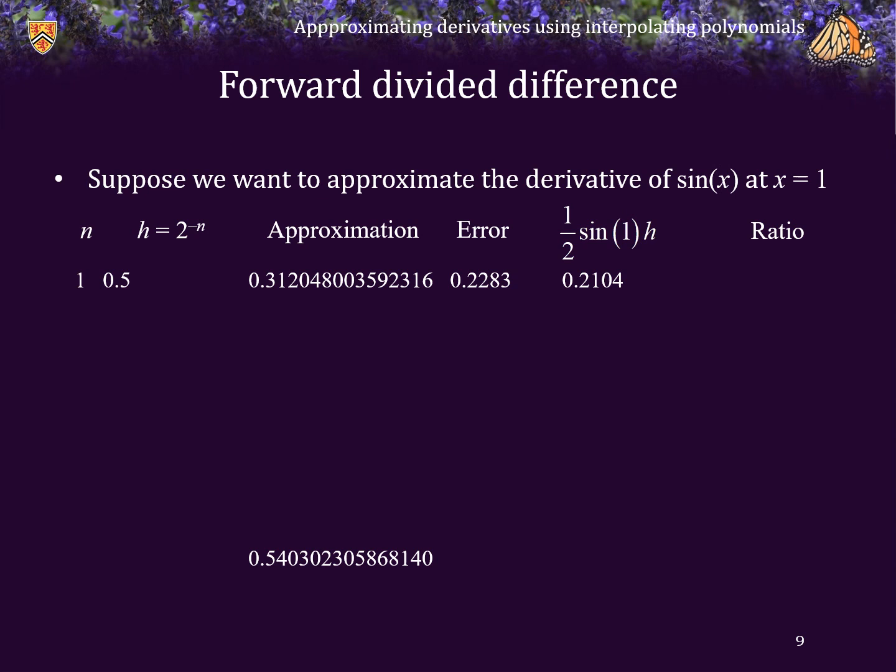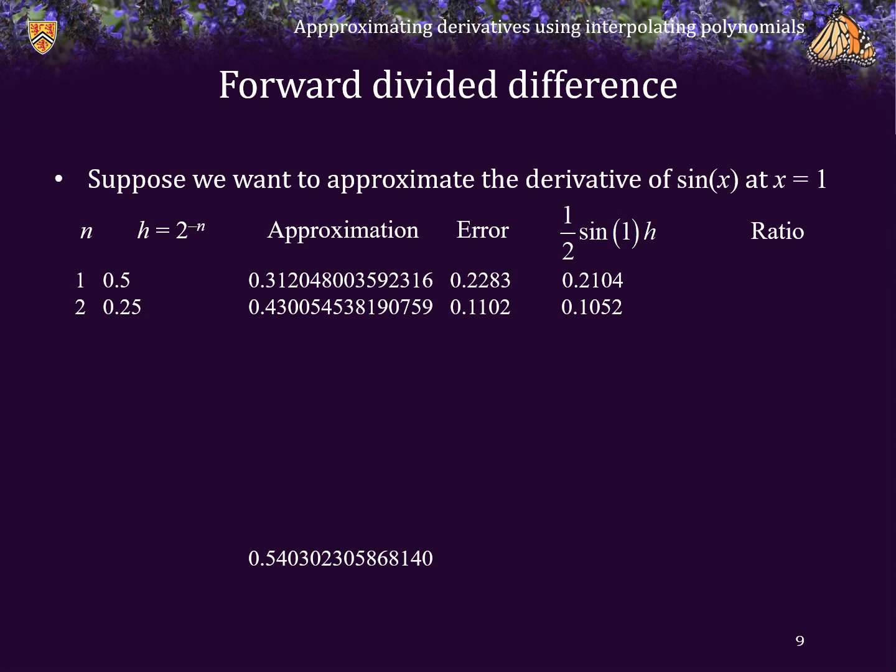So when n is equal to 1 and h is equal to 0.5, our approximation of the derivative is 0.31, which is not that close to 0.540 and change seen below. The error is quite large, but you can see that a half sine of 1 times this value of h is actually not a bad approximation of that error. Now let's halve h. You can notice that the approximation seems to be getting closer. The error is going down, and the estimation of the error is also apparently correct.